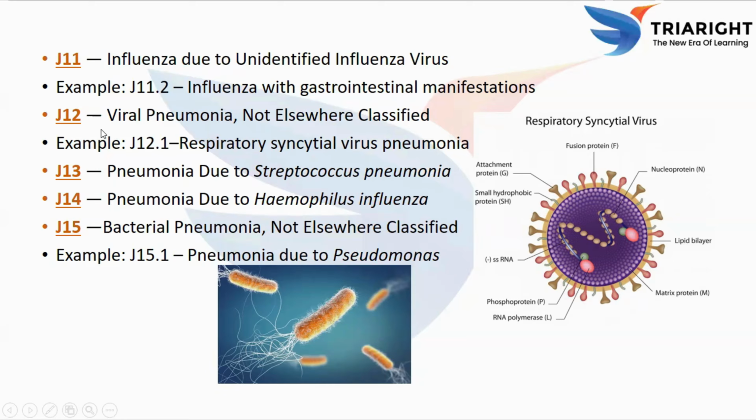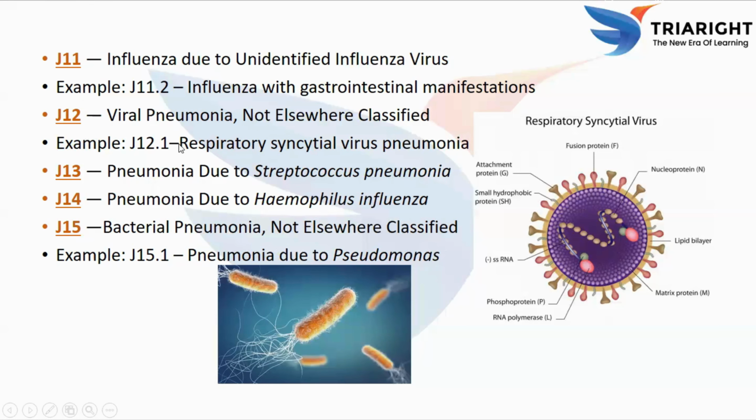And then coming to J12 code, it is viral pneumonia not elsewhere classified. What does this code cover? This code covers pneumonia caused by viruses other than respiratory syncytial virus. So for viruses other than RSV, you have to code J12. You have to assign this code.